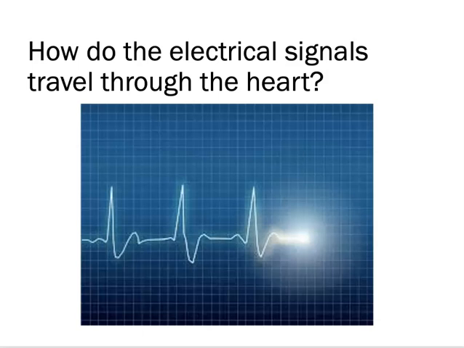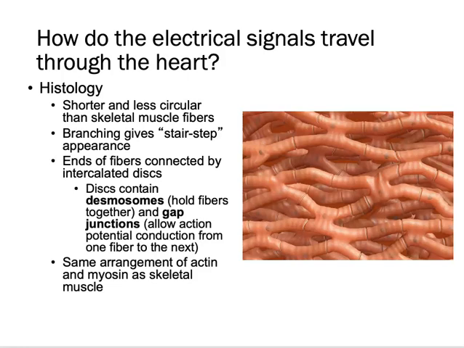Okay, so let's talk about how these electrical signals actually travel through the heart. First of all, the important part here is that the actual cells of the heart are different from other cells in our body, which allows them to send signals, not unlike skeletal muscles, but to synchronize their signals a little bit differently. For example, they are shorter, and in this image, they have what they call a branched or stair-step appearance.